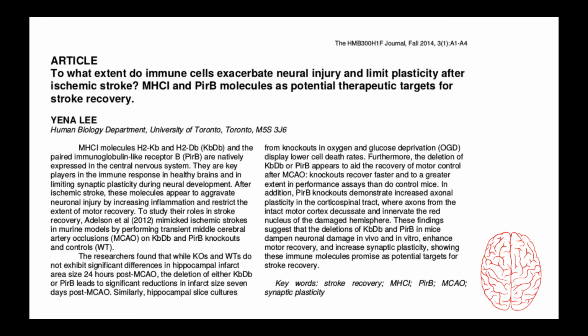Yeah. Just looking at the abstract right off the bat, the first word, MHC1, is an abbreviation. And we just want to make sure that we're, again, defining all of our abbreviations, even in the abstract. So let us know what it is so we don't have to look it up. Great. 2014, yeah.